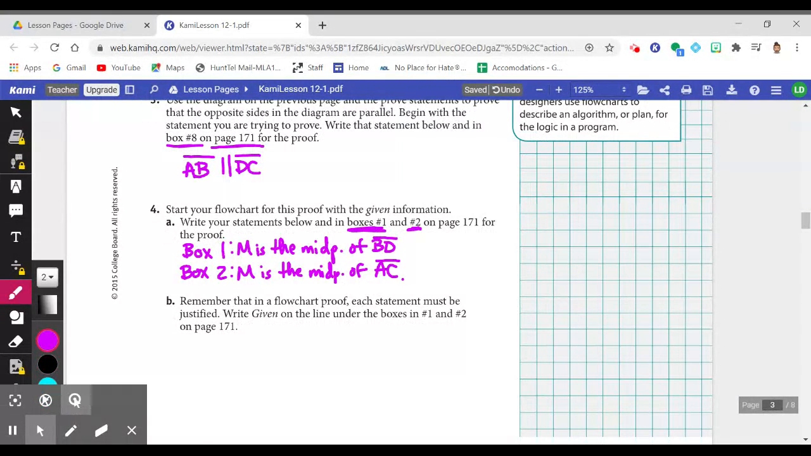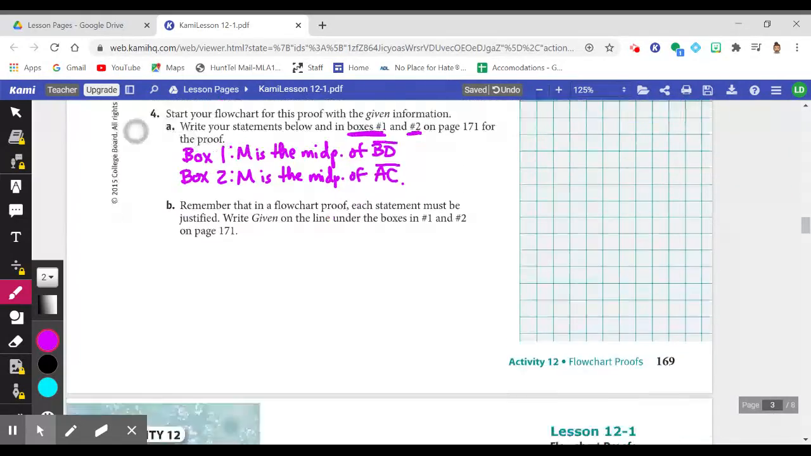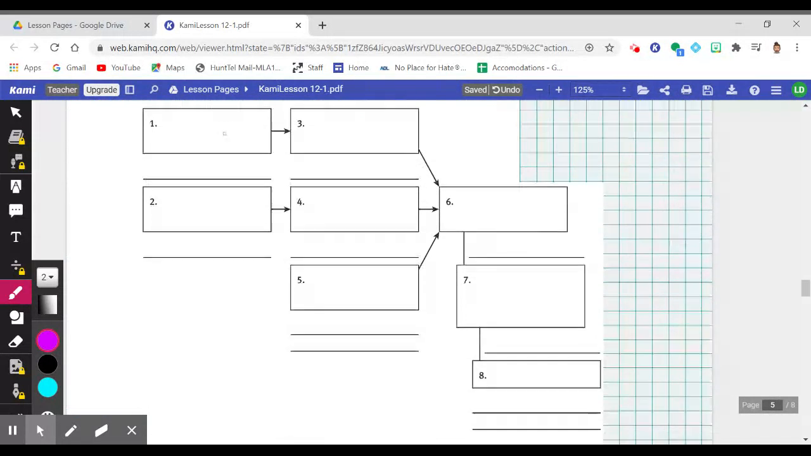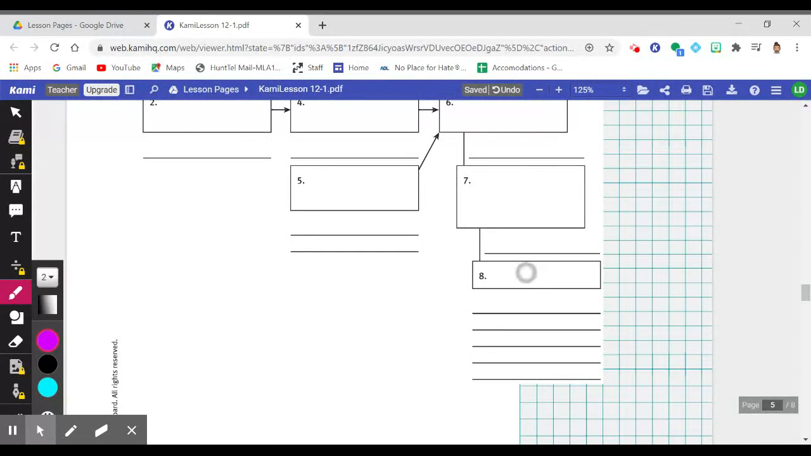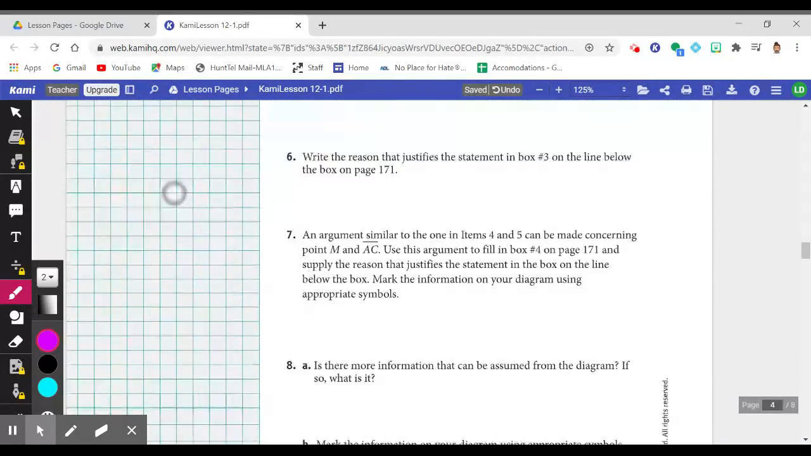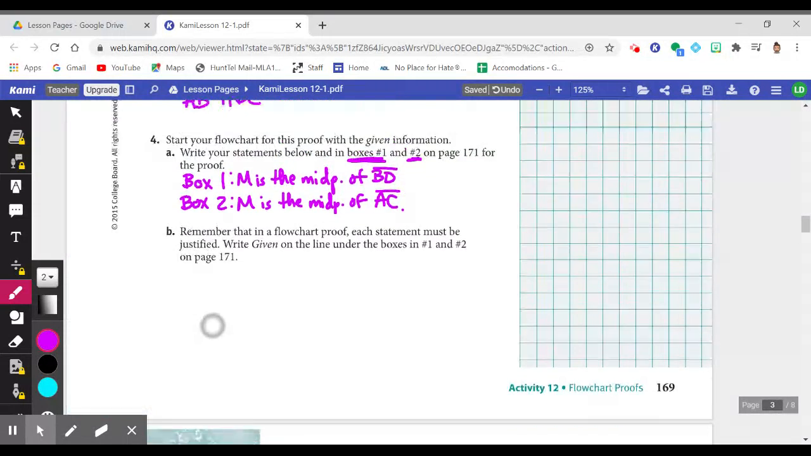Okay, so what we're doing is we're going to write the statement below. This is the statement we're trying to prove. Line segment AB parallel to DC. We're going to write that in box number 8 on page 171, so you're going to have to scroll or turn the page. So number 8, our very last box, we're going to say that line segment AB is parallel to line segment DC. And we don't know the reason yet. That's the whole point. We're going to list it here in a second. And now, that's our end goal. So let's start with what we know.